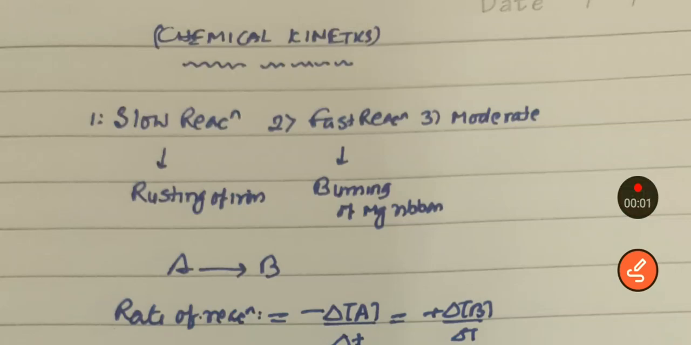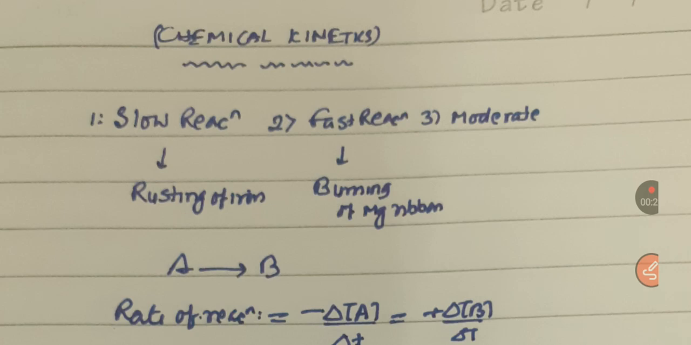Good morning, students. From today, we are going to start a new chapter from Physical Chemistry, class 12, and the name of the chapter is Chemical Kinetics. Now, first of all, try to understand what is chemical kinetics. It is the branch of chemistry in which we study the rate of chemical reaction.